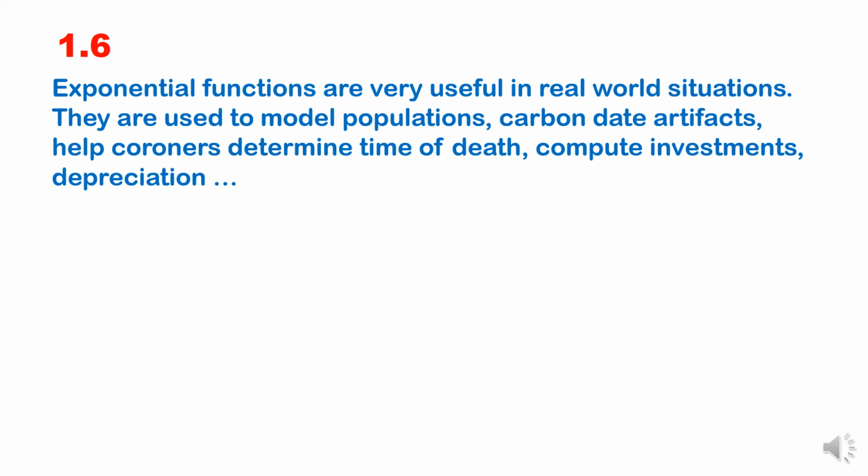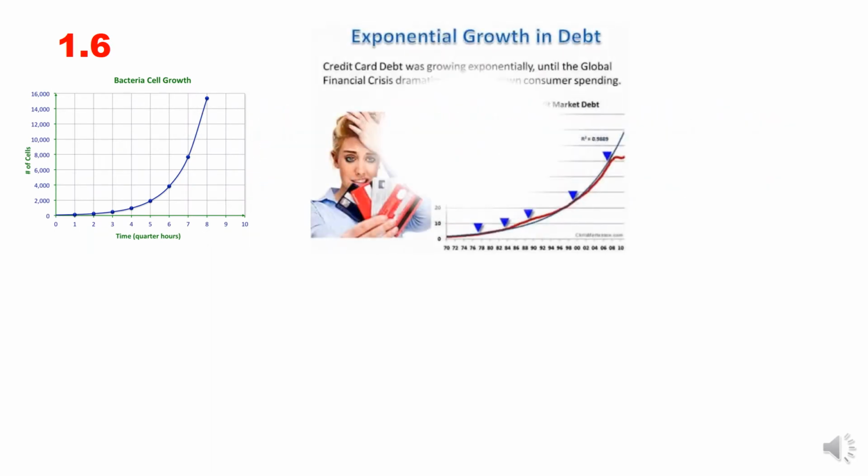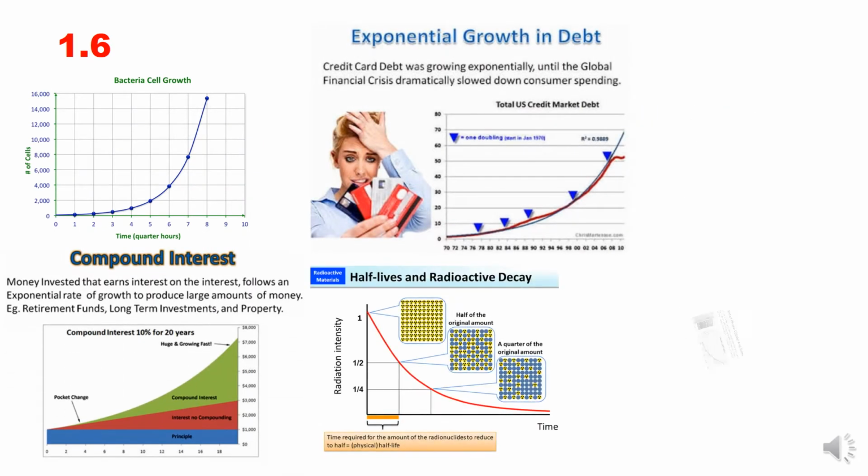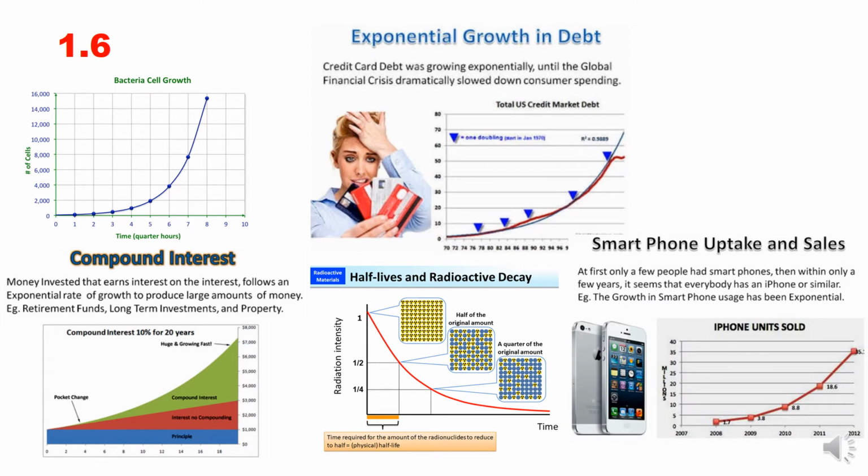Okay, today we're going to do section 1.6 in the IM2 book and talk about exponential functions. These functions are very useful in real-world situations. They're used to model populations, carbon date artifacts, help coroners determine time of death, compute investments, depreciation, and on and on. So you'll see just some examples of different kinds of exponential functions here. So they're kind of cool.